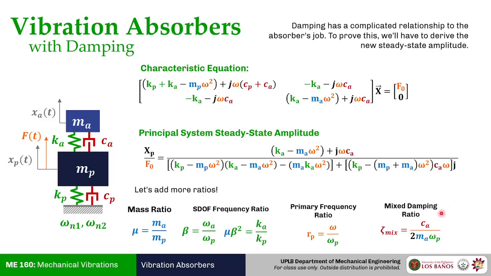Because if you look at the expression, you have properties from the absorber, but you also have properties from the primary. This makes this a very messy damping ratio. So zeta mix is just a convenient fraction because this ratio will show up a lot in the derivation of the final expression for MP for damped cases. So again, this is just for convenience. Zeta mix is just for convenience. It is nobody's damping ratio.